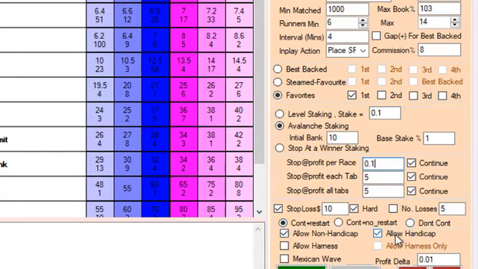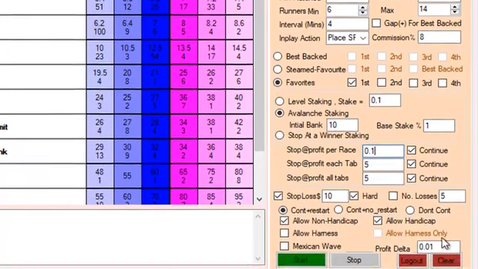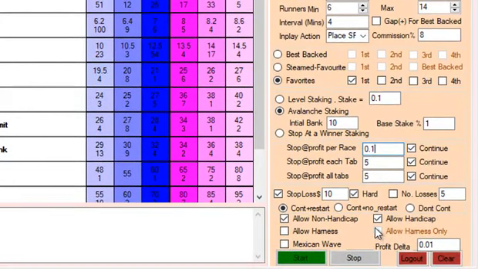Allow handicap, allow non-handicap, these options here. If you only want non-handicap races, you have that ticked and allow handicap unticked. Or you have them both ticked if you want to consider all races. And you can use harness racing if you want to. Just tick allow harness only, and it will only look at harness racing if you're a harness racing fan.